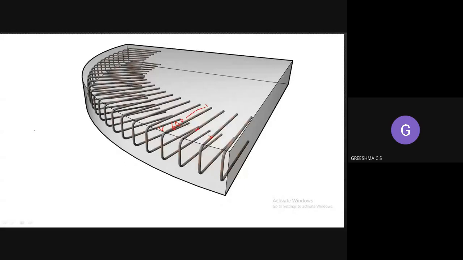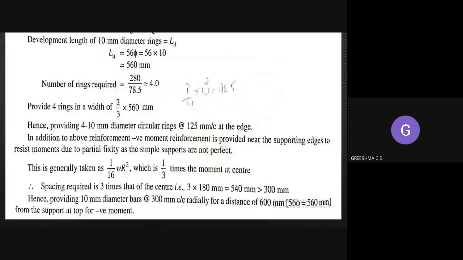The distance between these two bars is 300 mm. So this is the pattern in which we will provide the radial reinforcement. Radial reinforcement is provided for a distance of 600 mm, that is at 300 mm center to center along the periphery. So that's what they have written here.